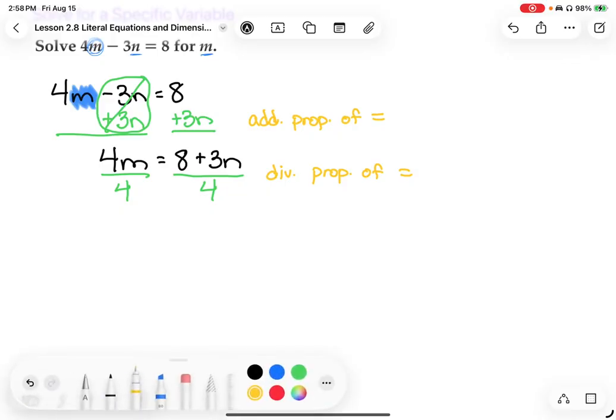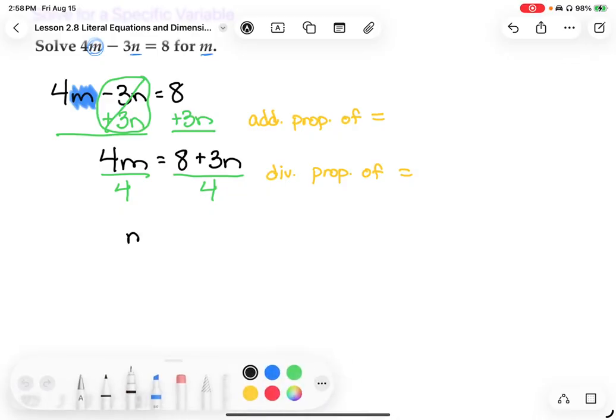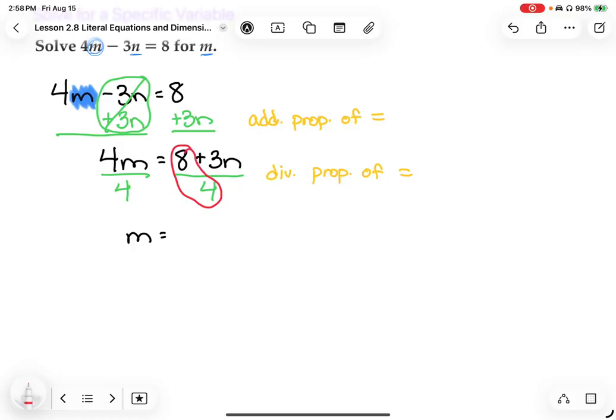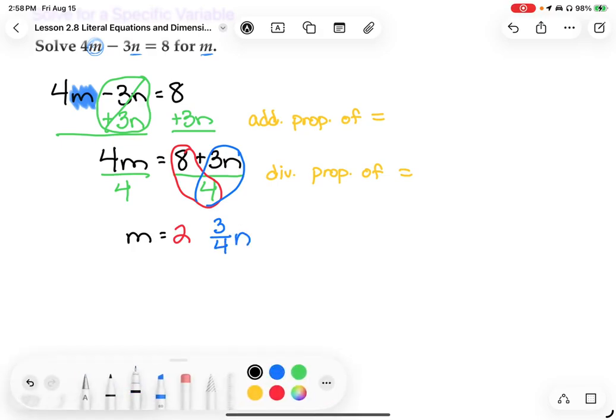So 4m divided by 4 is just m. So now the m is isolated. On this other side, when we divide by 4, what we mean is both of these things are getting divided by 4. 8 divided by 4 is 2. And then 3n divided by 4 can't be reduced, so it's just going to be 3. You can either write 3n over 4 or you can do 3/4 n. Either one of those is fine. And this is the final answer.